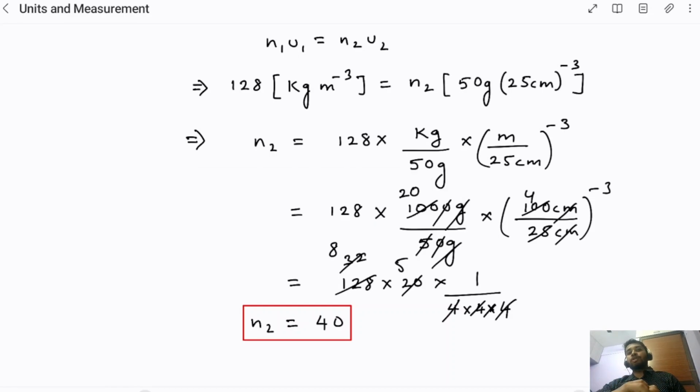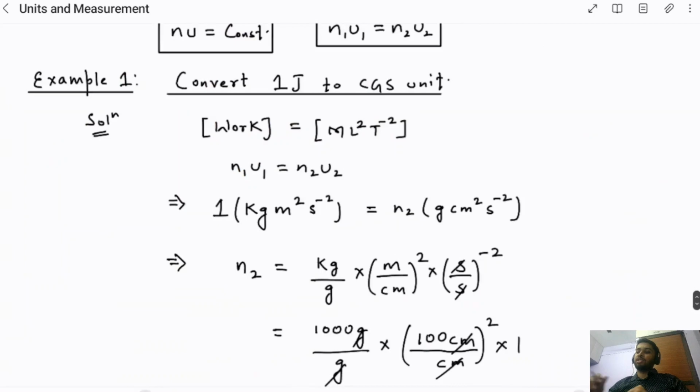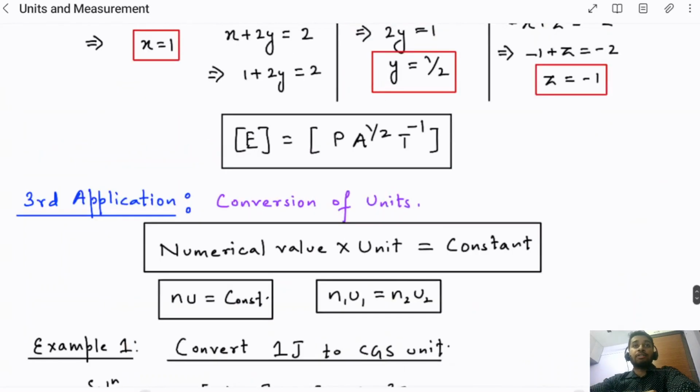In the last video we have seen the last two applications of dimensional analysis. One was derivation or deduction of relation between physical quantities, and the other was conversion of units.